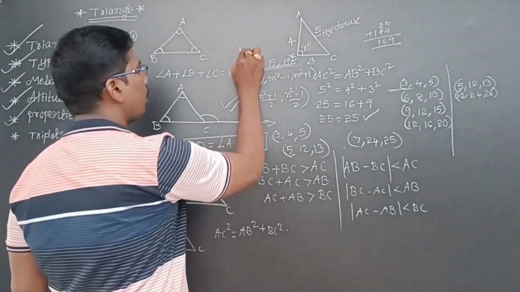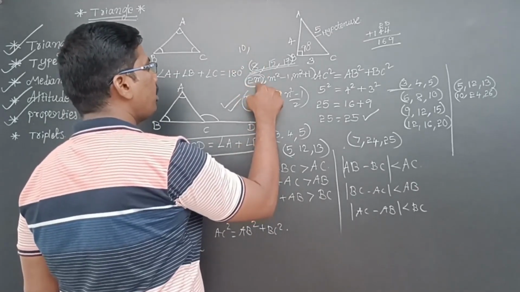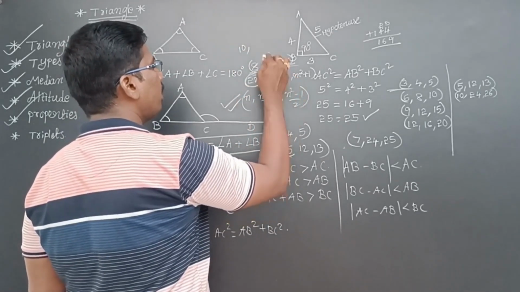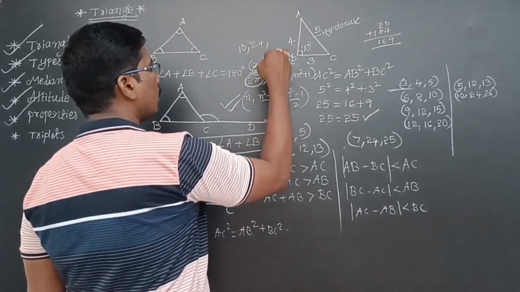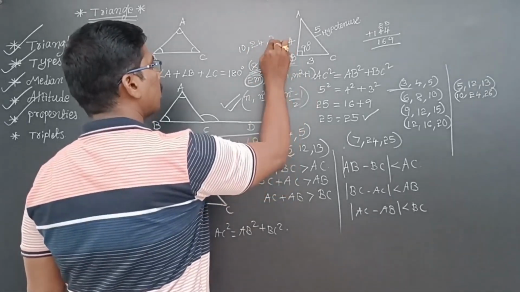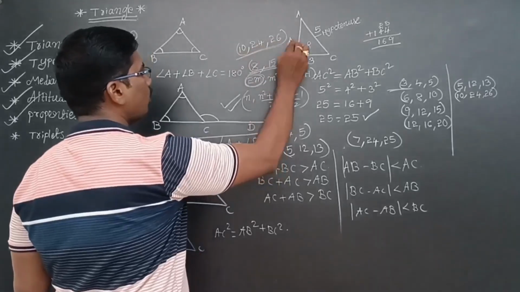For example, 2m is 10. 2m is 10 means m is 5. 5 square minus 1 means 24. 5 square plus 1 means 26. So, already we got 10, 24, 26.